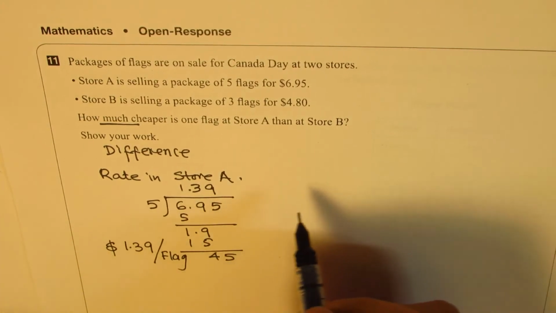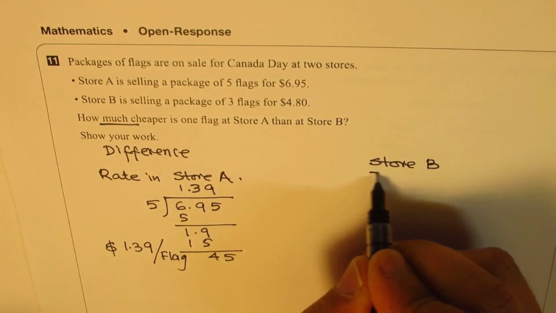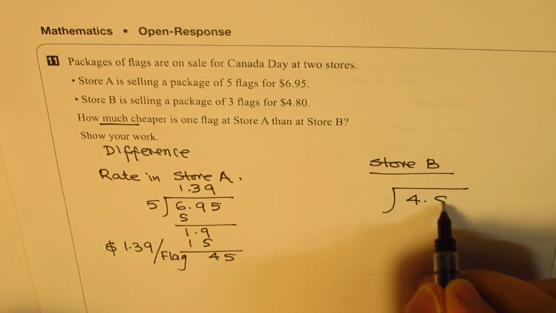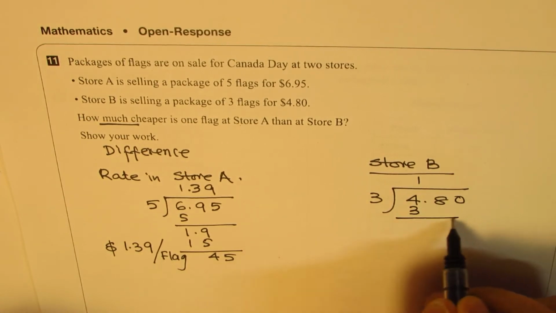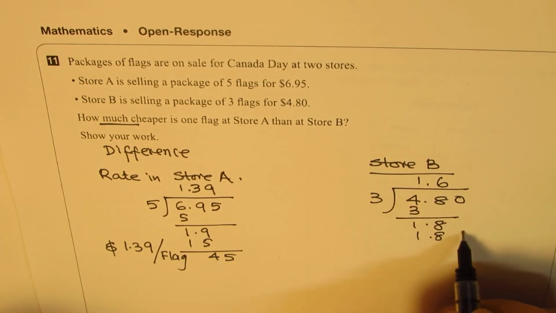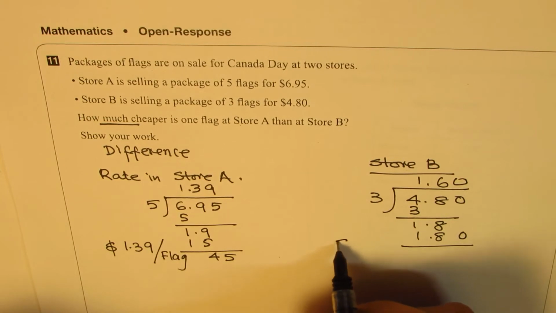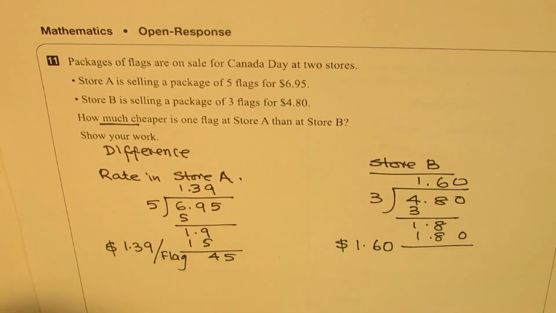Now let's do it for store B, right? In the case of store B, we have to divide $4.80 by 3. So we get 3 times 1 is 3, and we get 1.8, which is 6. And that is 0, right? So 60. So here the cost in dollars is 1.60. So A is cheaper.